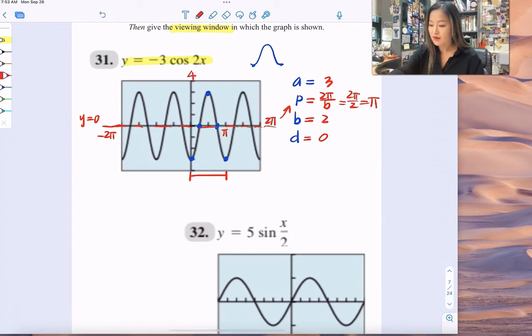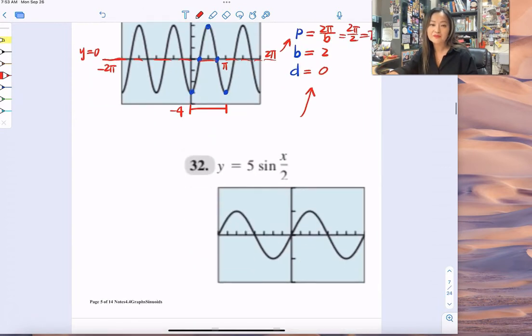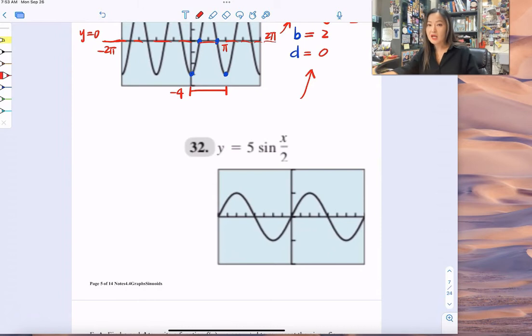So it must be a 4 here and a negative 4 here. And that's what a viewing window is. But I think identifying the parts of the graph that you see is actually really nice to do. So try that for this one here, number 32, okay? And then you can ask me to check your answer. But I'll also be providing you with the completed transcript of my notes, so you can check, okay?